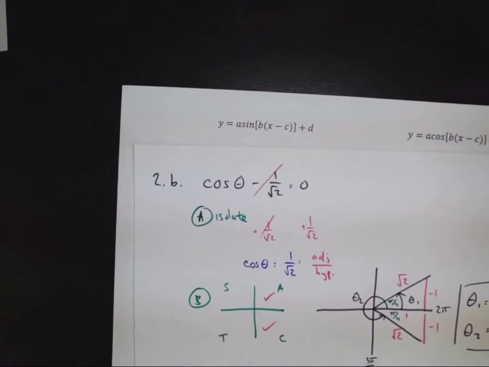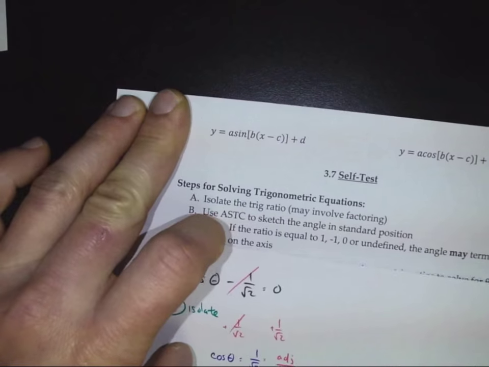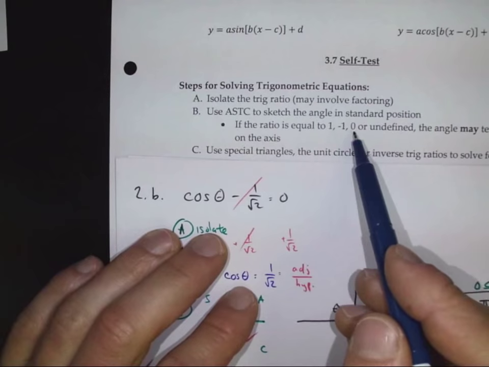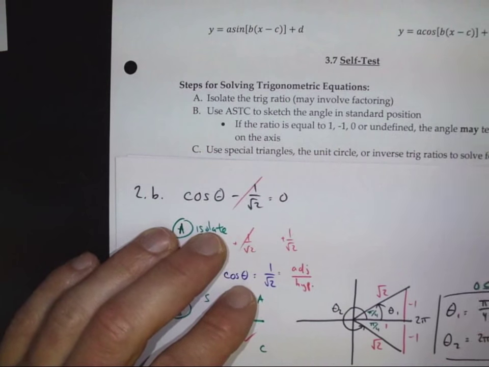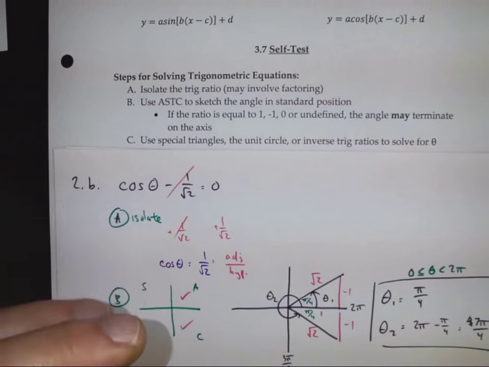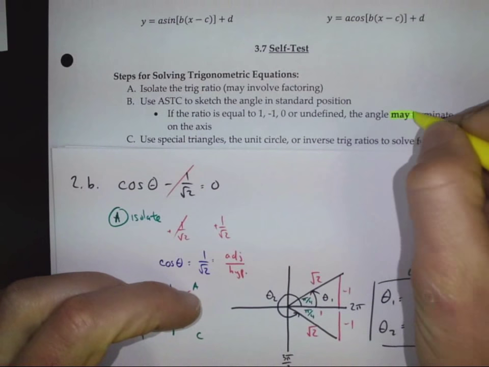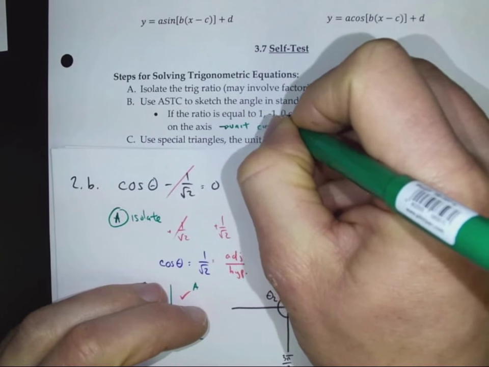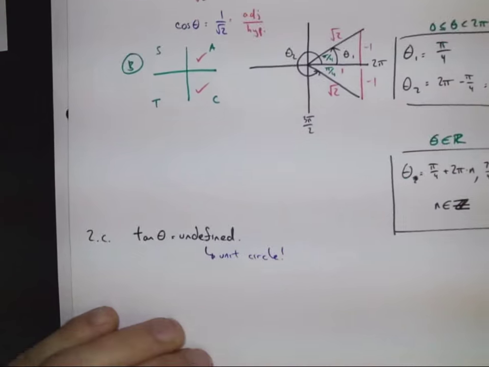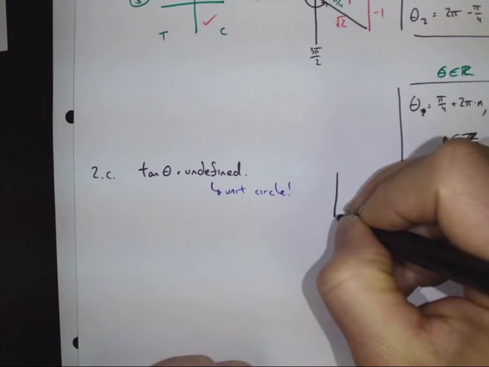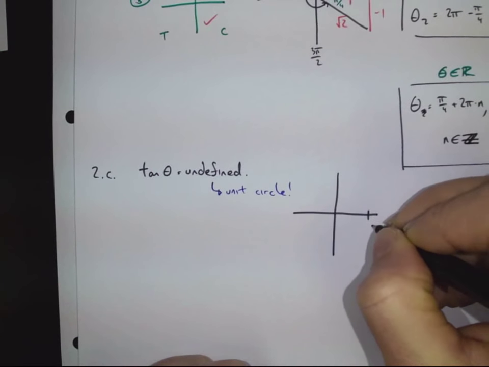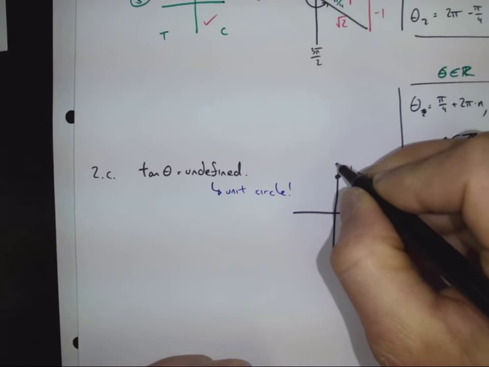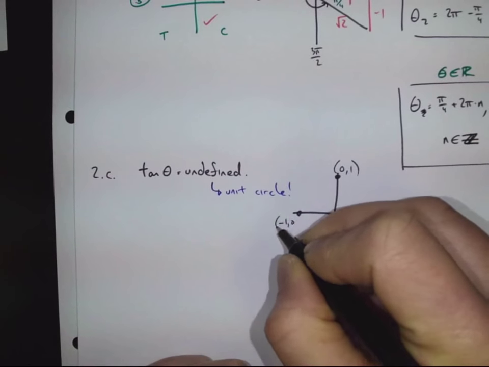So you might notice there were some subscripts that we skimmed over in these steps. If our ratio is equal to 1 or negative 1 or 0 or undefined, the angle may, emphasis on may, terminate on the axis. If that's the case, then we need our unit circle. Okay, so we're going to draw out a unit circle here, a circle with a radius of 1 unit. It's point 1, 0, 0, 1, point negative 1, 0. These are the places it'll hit.